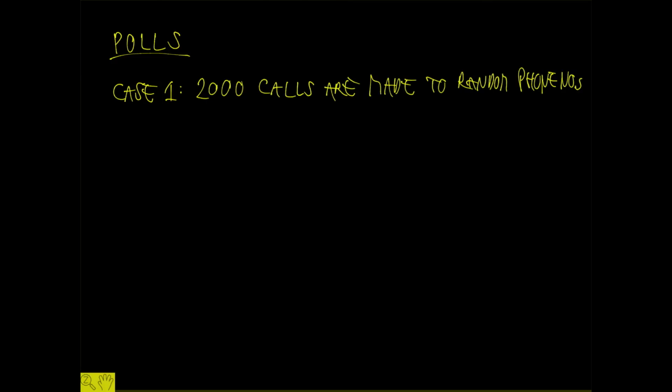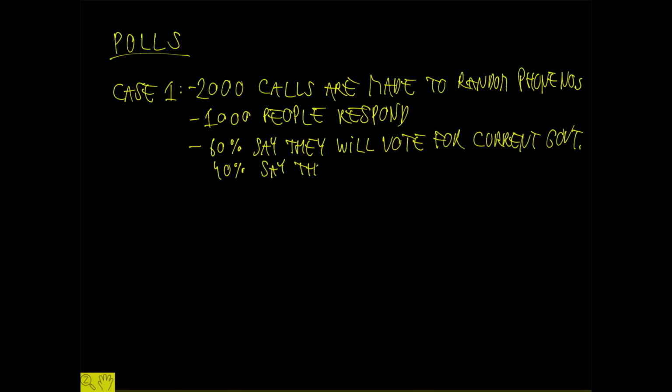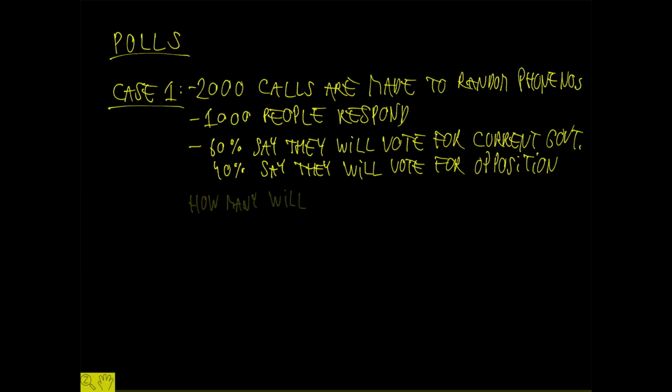Consider the two following settings. In the first setting, we make calls to 2,000 random phone numbers. Among those 2,000, 1,000 people respond. 60% of them say that they are going to vote for the current government. And the rest, 40%, say that they will vote for the opposition. Now the question is, what can we say about the general population? How many of them are going to vote for the current government?